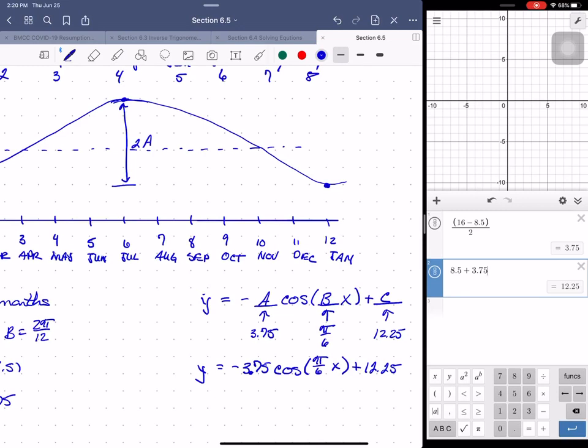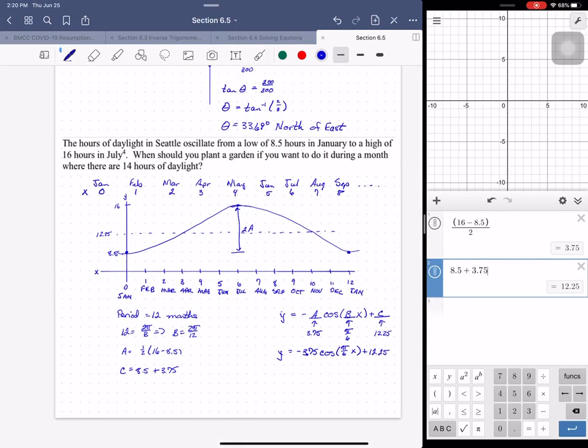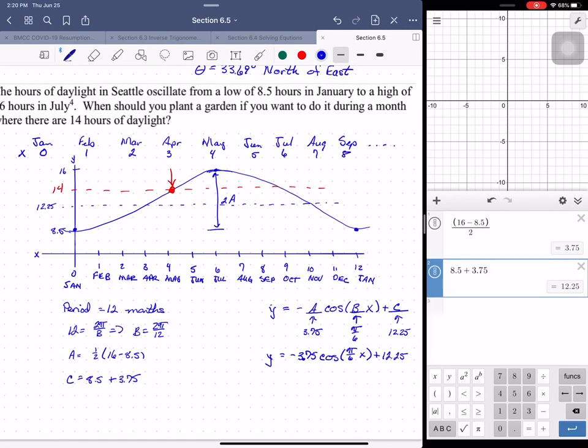Now, that's the first step. Second step is actually solve the question, solve the problem, answer the question. So what is the question? The question is, when are there first more than 14 hours of daylight? So if this is 14, I'm actually trying to find the coordinates of that point right there. So how do I do that? Well, I set y equal to 14.